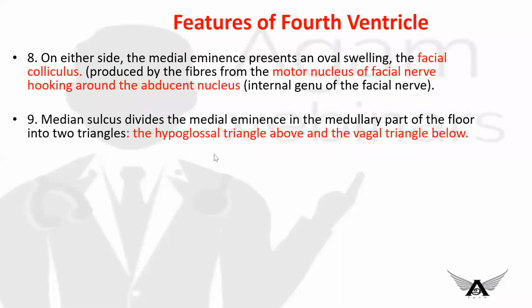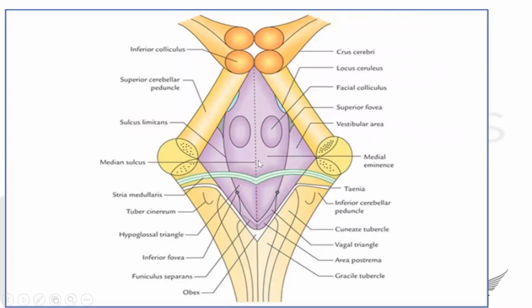Then the median sulcus divides the medial eminence in the medullary part of the floor into two triangles, the hypoglossal triangle above and the vagal triangle below. I'll show that. This one is the hypoglossal triangle. This one is the vagal triangle. This is the stria medullaris, which crosses transversely in the floor of the fourth ventricle.